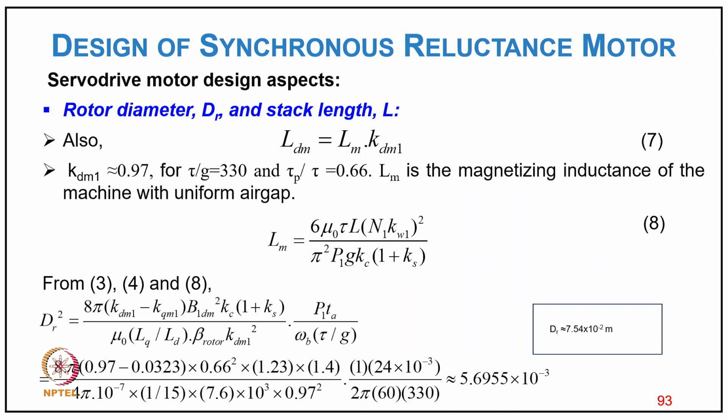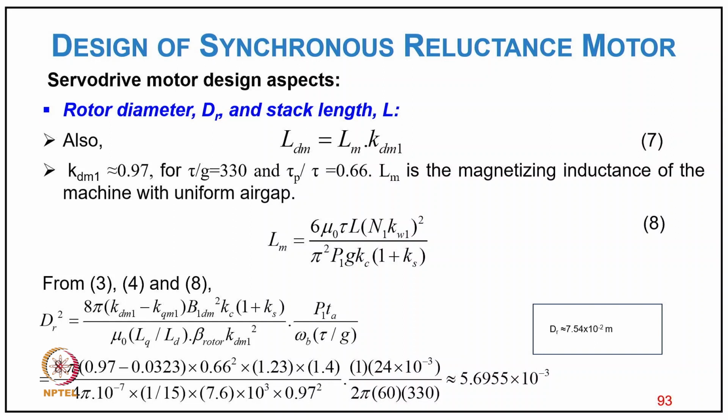So now also LDM equal to LM into KDM, where KDM is 0.97 and tau p upon tau equal to 0.66. LM is the magnetizing inductance of the machine with the uniform air gap. So LM equal to 6 mu0 tau LM L N1 Kw1 square divided by pi square Kc P1 g into bracket 1 plus Ks.